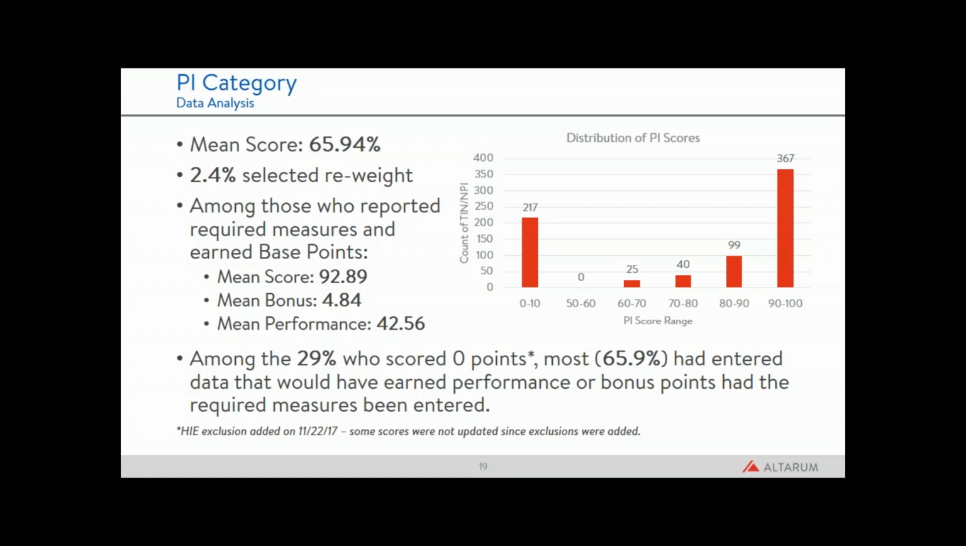So most score predictions that did not meet the base score requirements had some data entered for some of the measures in the promoting interoperability category, indicating that these clinicians or practices were using certified technology, but perhaps were missing one or more of the required measures for the base score.